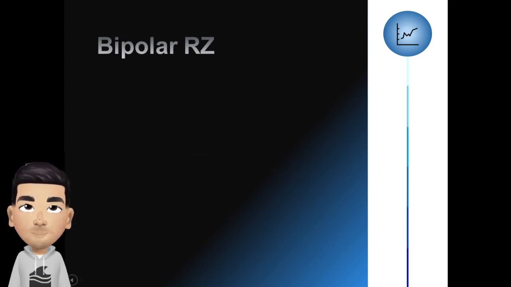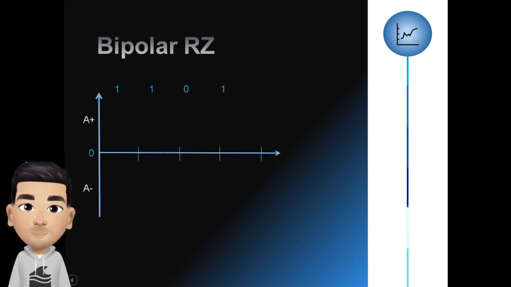Next is the bipolar RZ, or return to 0. Even in return to 0, the rule which is 1 is equal to A positive or negative depending on the previous bit, which will also apply. We have input of 1, 1, 0, 1.